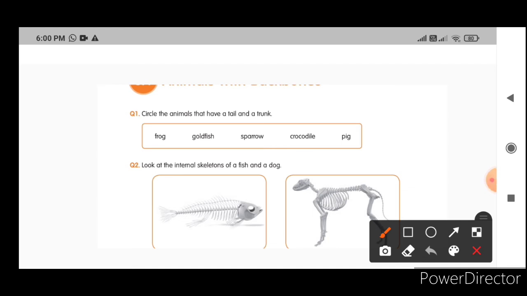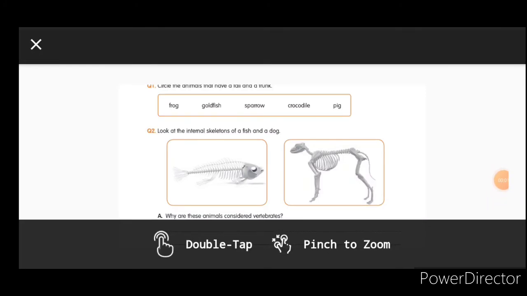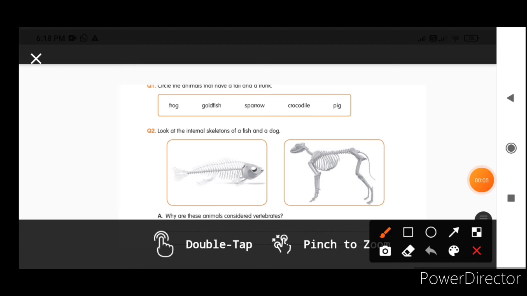Does the frog have tail, head and trunk? So the frog doesn't have any tail. Only in earlier stages it has a tail, but later it doesn't. Circle the animals that have a tail. So you need not circle the frog. Then goldfish, yes it has. Like that you circle which have a tail.